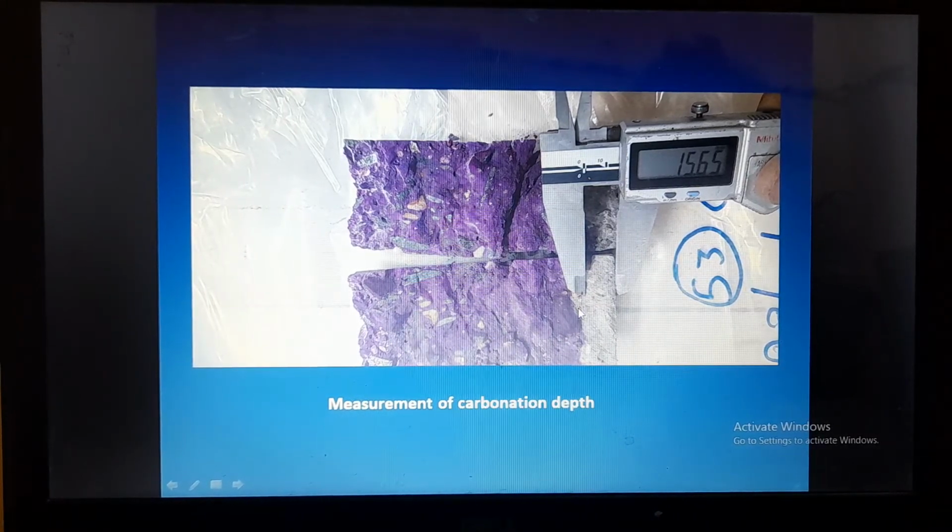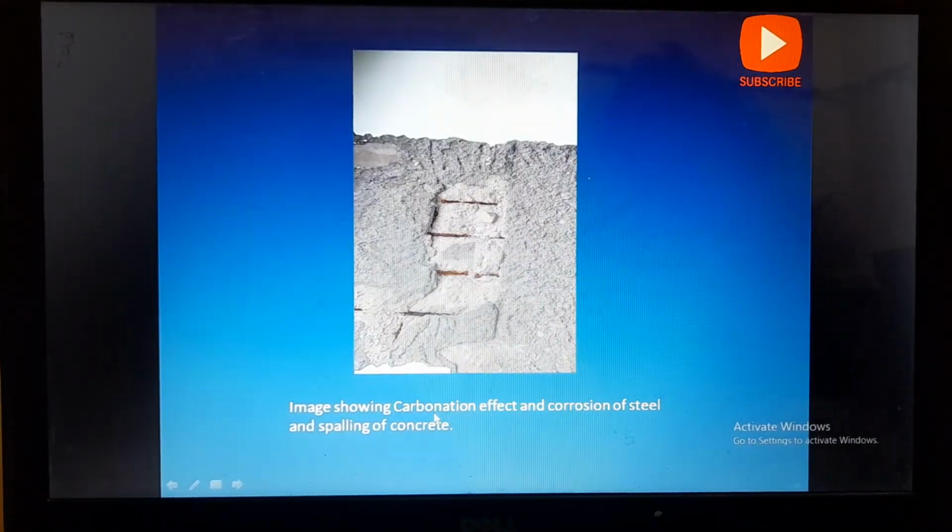If the carbonation depth reaches the cover of the concrete, the reinforcement will start corroding. I think people have understood it clearly. This is one of the images showing the carbonation effect on a structure. Here you see the structure affected with carbonation, the steel reinforcement got corroded, and you can observe the spalling of concrete.